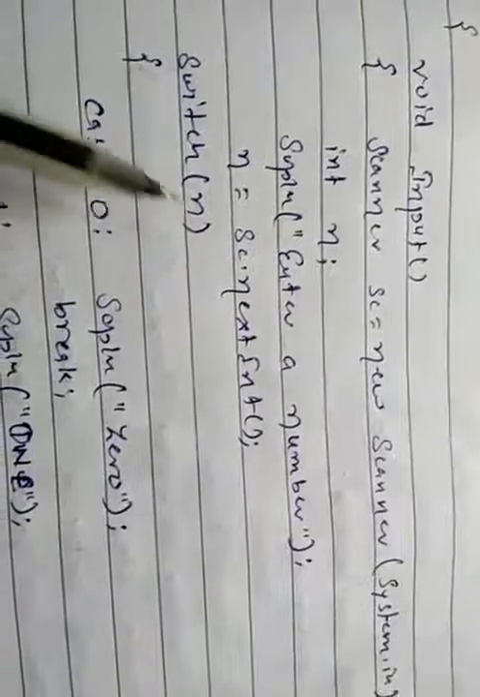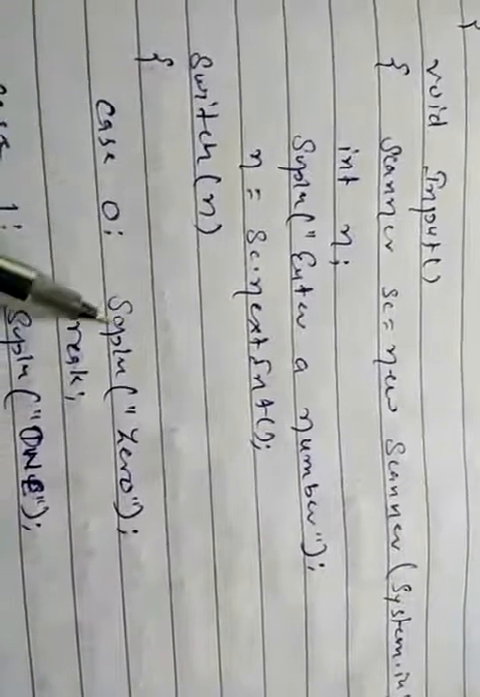Switch of n. If the value of n is equal to 0, then we will print zero. Then there is the break statement. But if the value of n is equal to 1, then we will print one in words, then break. Similarly, we will print 2, 3, 4, 5, 6, 7, 8 and 9.